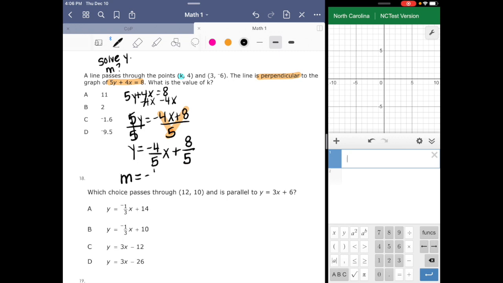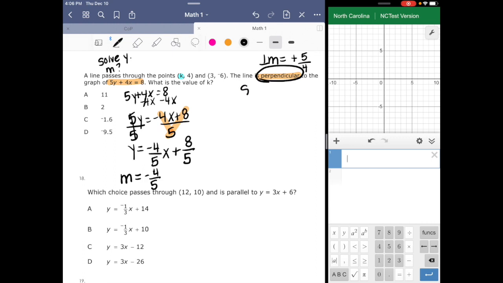Now what I care about is I need the slope. So my regular slope is negative 4 over 5, but we don't want the regular slope, we want the perpendicular slope. So my perpendicular slope is going to change to positive 5 over 4. So here's what it's asking. What is that value of k?